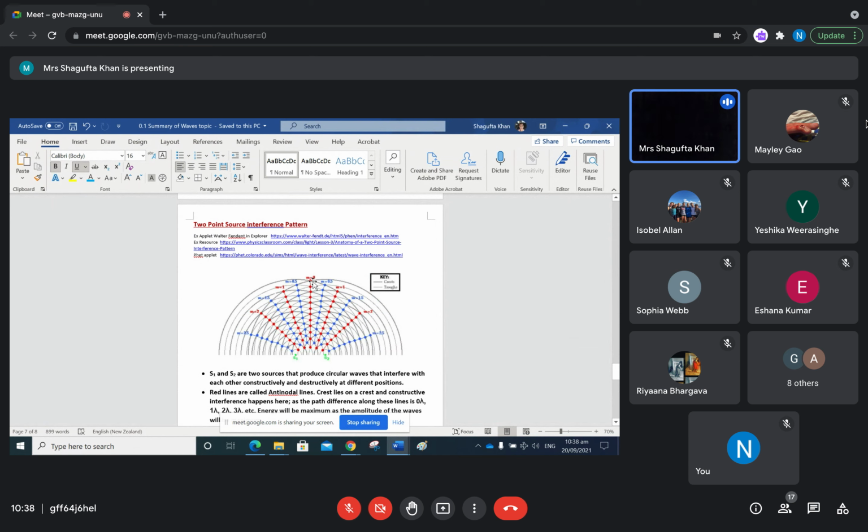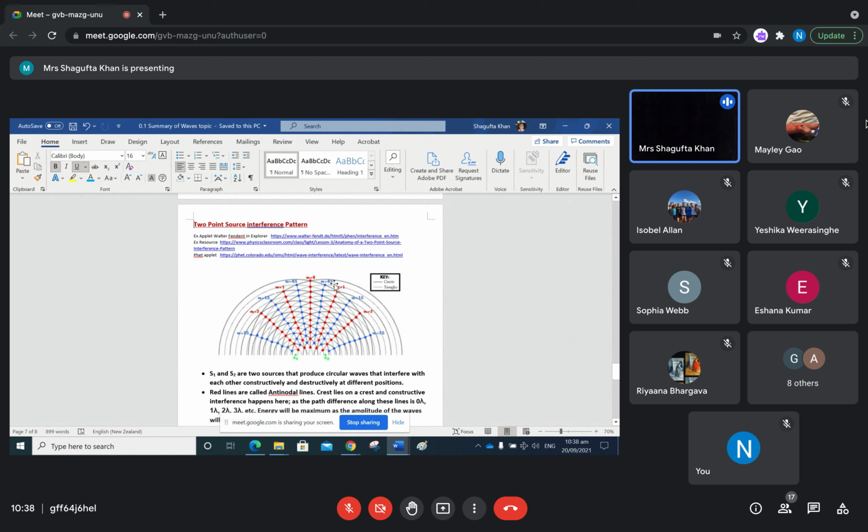And path difference is 0. That means the two waves are traveling the same distance. So here you will see bigger waves with bigger amplitude. This is another antinodal line where constructive interference happens. This is another, similar on that side. Blue lines are where the two waves from these two sources destructively interfere. That means crest meets trough, and they cancel each other.